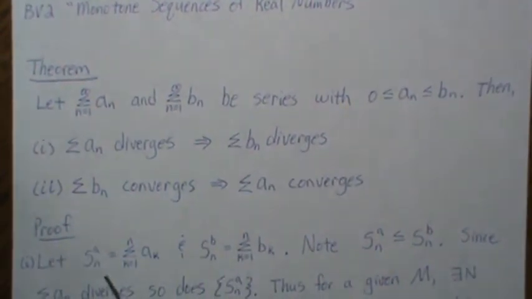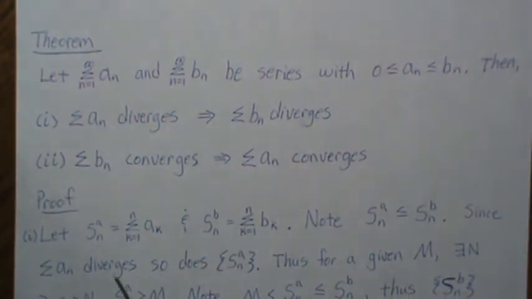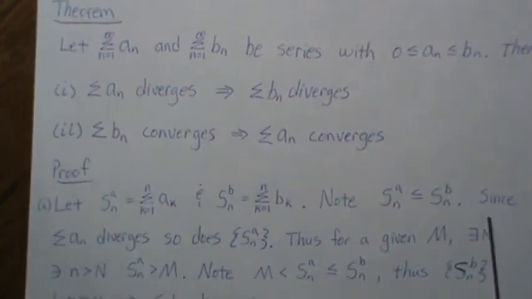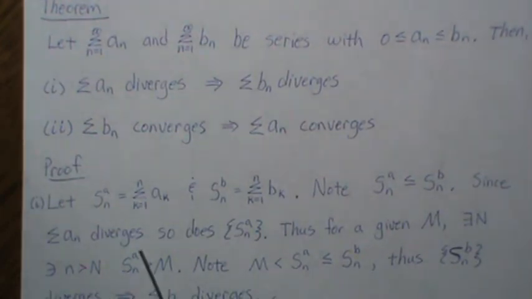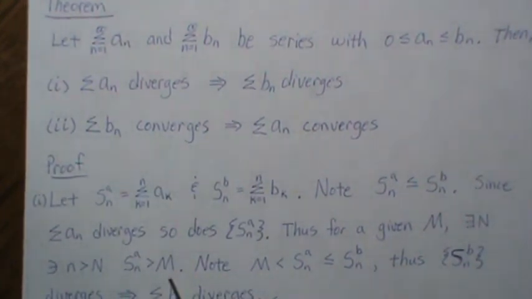And the proof is the following. Let S_n^A be the partial sum of this series, and S_n^B be the partial sum of this series. Note that for each n, the partial sum of B is always greater than or equal to the partial sum of A. Since the series A_n diverges, so does the sequence S_n^A. Thus, when it diverges, it means it goes to infinity. So given any number m that's really big, there exists an N such that for n greater than N, this partial sum always gets above that number m.